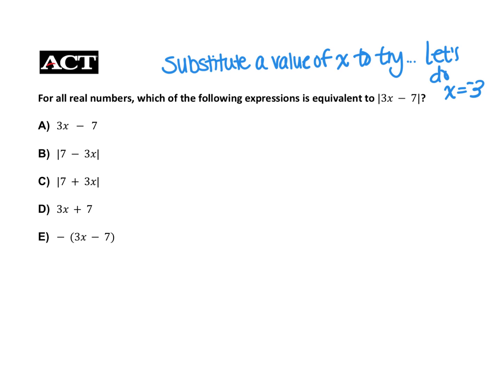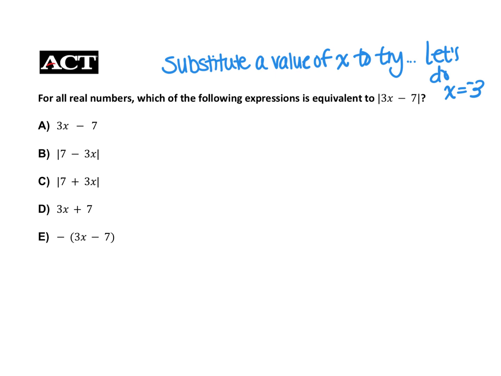All right, let's take a look at this one together. So we're looking to figure out which expression is equal to the absolute value of 3x minus 7. You were definitely on the right track by saying that you wanted to try substituting in a value of x. So I'm going to pick up where you left off in your explanation. You said if x equals negative 3, let's see what each of these equals.